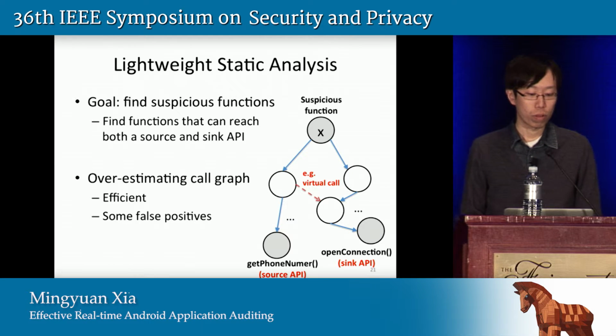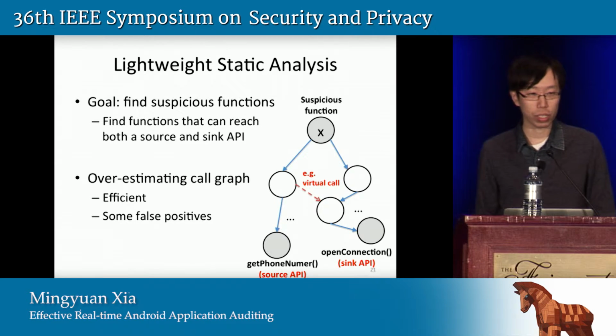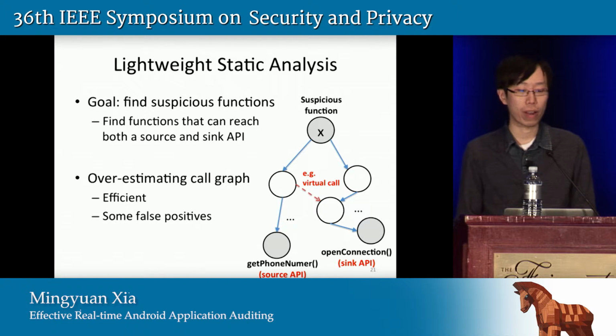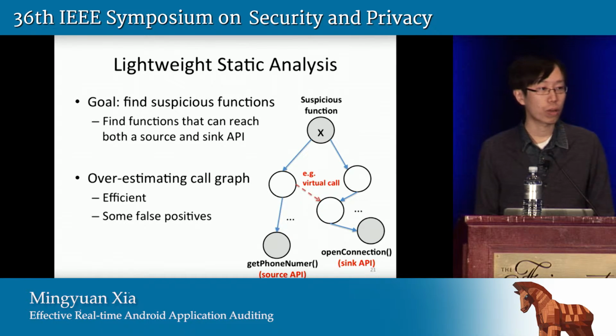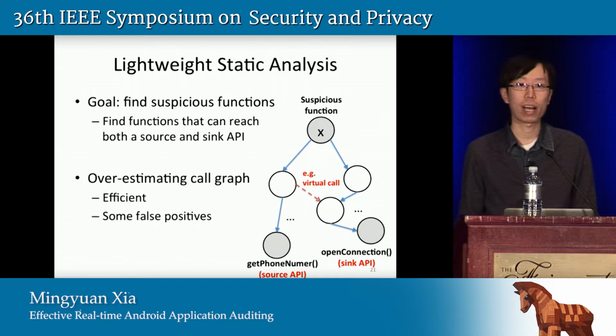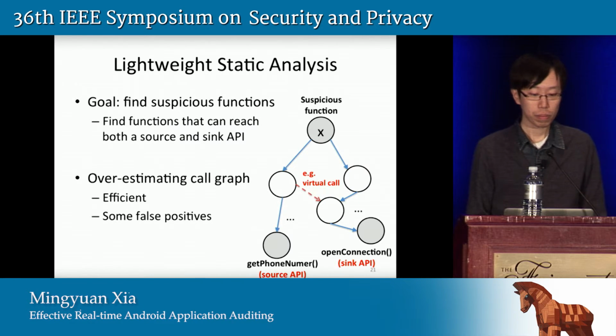For sure, there are a lot of practical challenges, for example, virtual calls and reflections, and we simply extend those call relationships to result in an overestimating call graph. This call graph can be constructed and analyzed efficiently, but it has some false positives as a result.